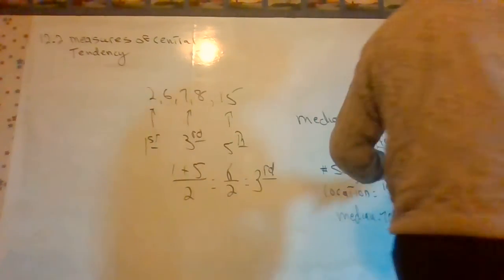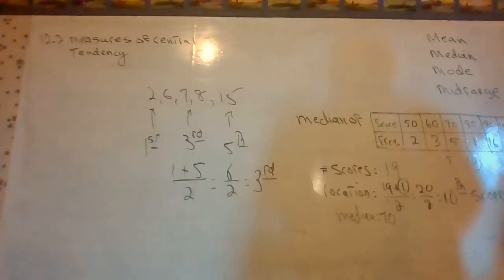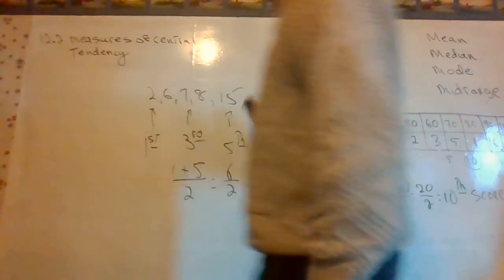If we had an even number of scores, this would have a 0.5, so then you'd have to do halfway in between. If this were 10.5, we'd be halfway between the last 70 and the 80, and you'd have to add these 2 and divide by 2, and you get 75. So, okay, that's the median.